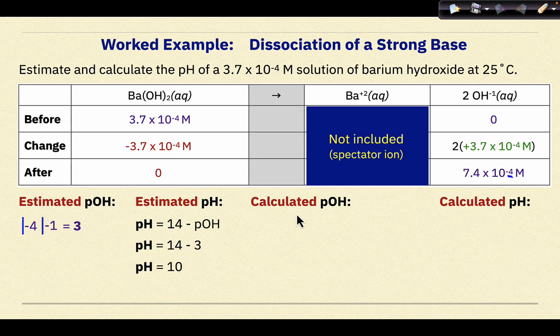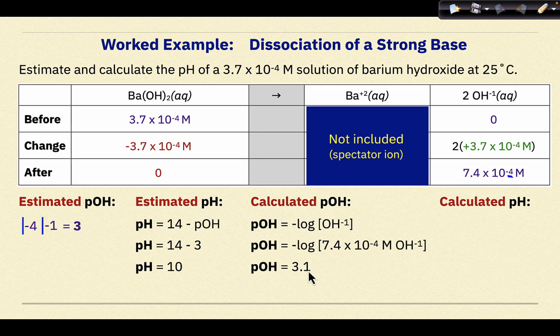To find the calculated pOH, we'll use the formula pOH is equal to the negative log of the hydroxide ion concentration. We will substitute in our hydroxide ion concentration, and then we'll solve for pOH, which is 3.1. Now that we have the pOH, we can calculate the pH. So we'll take the formula pH is equal to 14 minus pOH. We'll substitute in our values of 14 minus 3.1, and our calculated pH is 10.9.